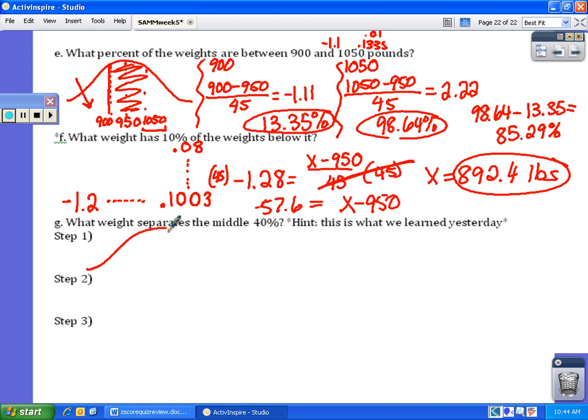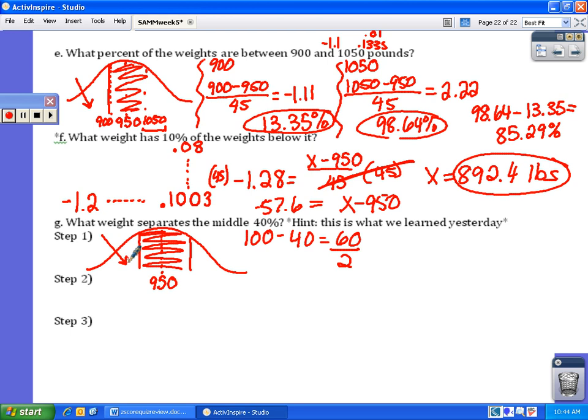Last one. What weight separates the middle 40%? Step 1, I'll start by drawing a diagram. My 950 is right in the middle. We want the weight that separates the middle 40%. If 40% is in the middle, then we have 60% left for the two tails. If I just want one of these tails, I'm looking at the z-score that corresponds to 30%.